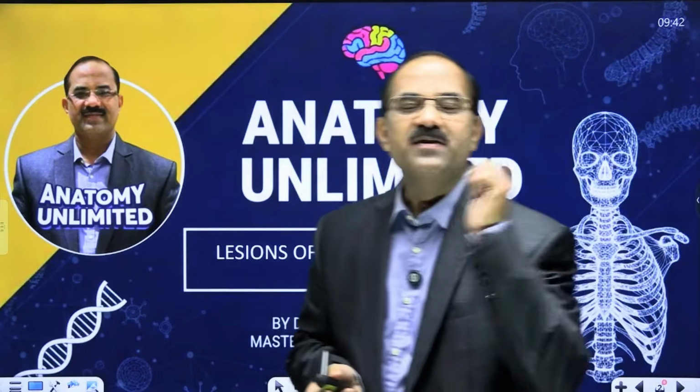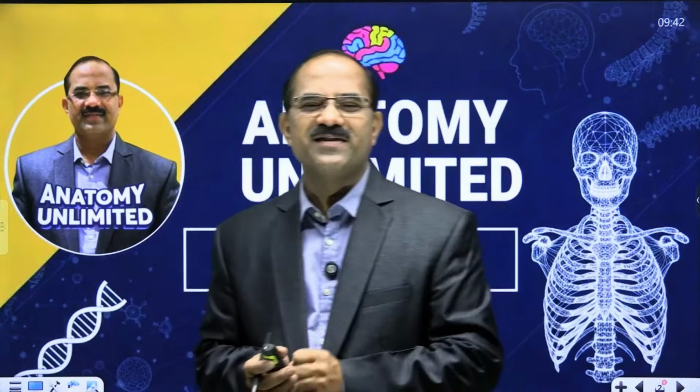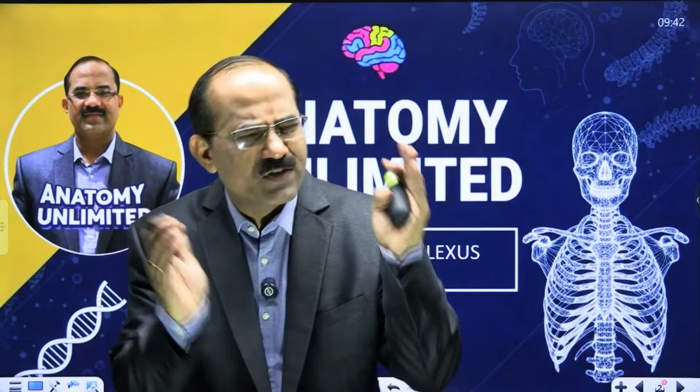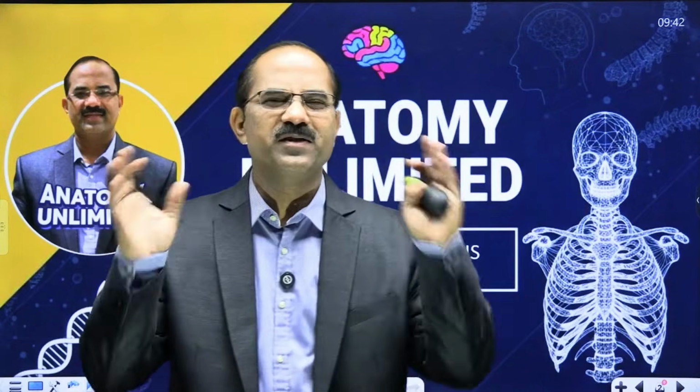हमने brachial plexus देखा है पिछले लेक्चर में. Let us understand the lesions of the brachial plexus. हाँ, तो brachial plexus आपने समझ लिया है कैसे फॉर्म होता है, where it lies, its relation to the axillary arteries, सब आपने देख लिया. Branches of brachial plexus आपने देख लिया.